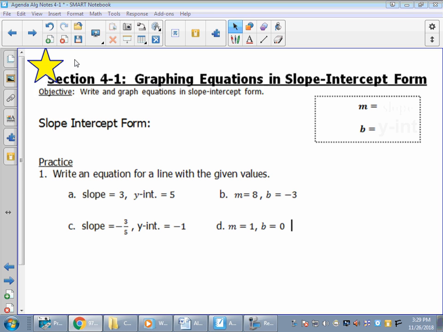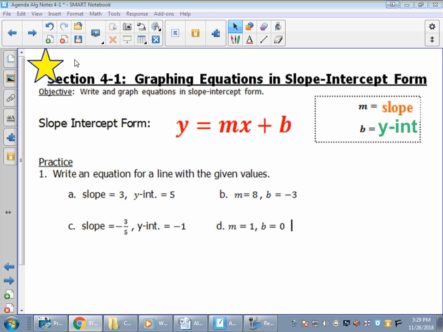Chapter 3 was a lot of writing equations and putting them in certain forms and rewriting equations and things like that. Now we're going to actually graph them based on them being written in slope-intercept form. So the first thing we're going to do is we should know what slope-intercept form is. Some of you guys have started to figure this out as we go, and we kind of talked about it a little bit in chapter 3, but y equals mx plus b is your slope-intercept form. And m represents your slope, and your b is your y-intercept.